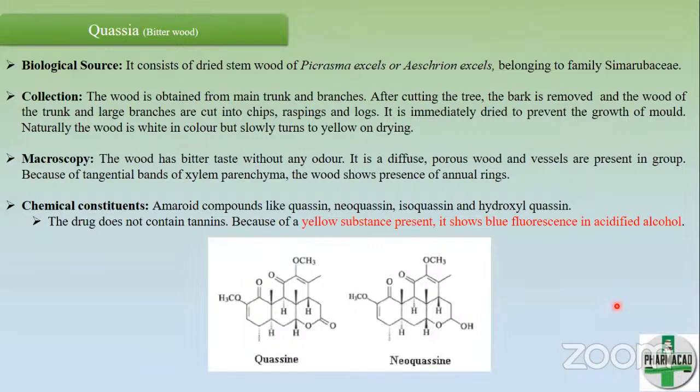Studying the last drug for today's lecture, which is quassia. Don't get confused between quillaja and quassia. Quassia is a bitter wood consisting of dried stem wood of Picrasma excelsa or Quassia excelsa, belonging to family Simaroubaceae. If you look at the collection, the wood is obtained from main trunk and branches. After it is cut, the bark is removed and the wood of the trunk and large branches are cut into chips, raspings and logs. Immediately dried to prevent the growth of mold. Naturally, the wood is white in color but slowly turns to yellow and brown.